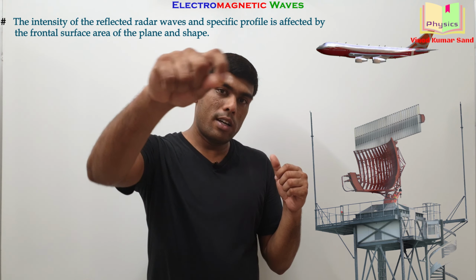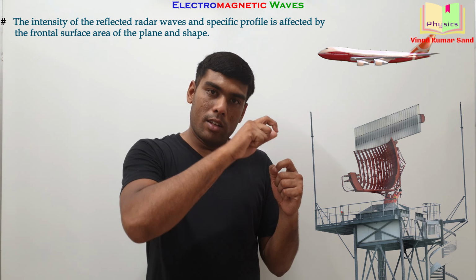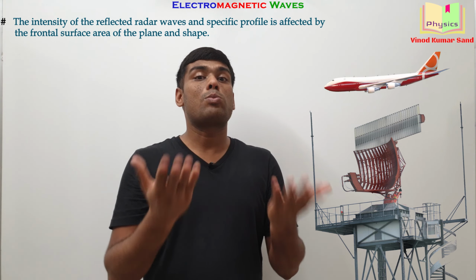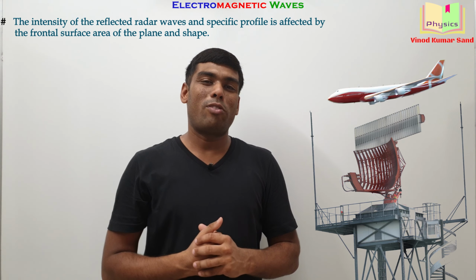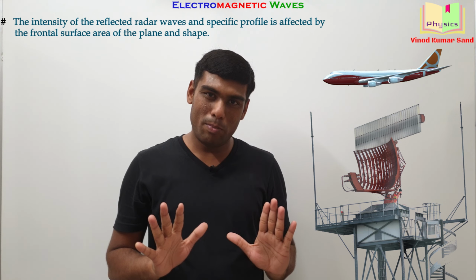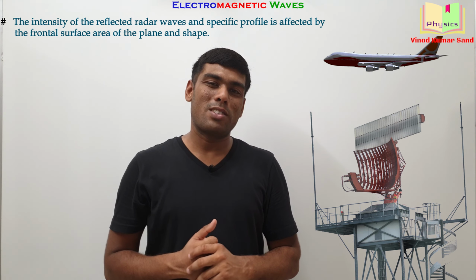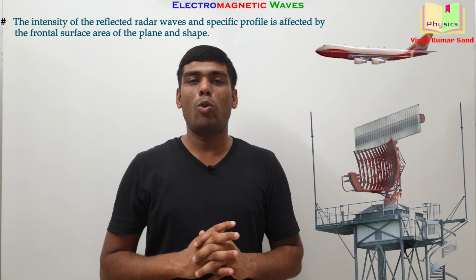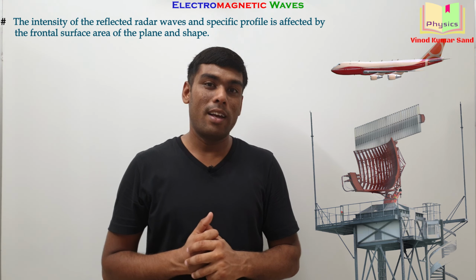So you know the time taken, the wave is sent and received back, and you know the speed of the wave. It means you can find what? The distance of the plane. Remember the simple formula, speed is equal to distance upon time. Done? And how do the radars come to know about the shape or size of the plane?